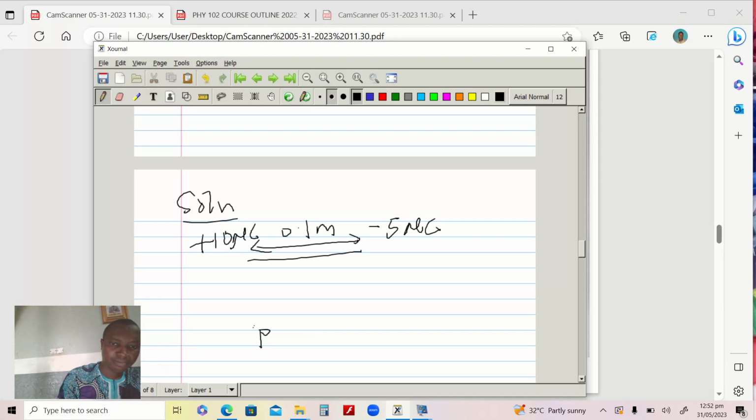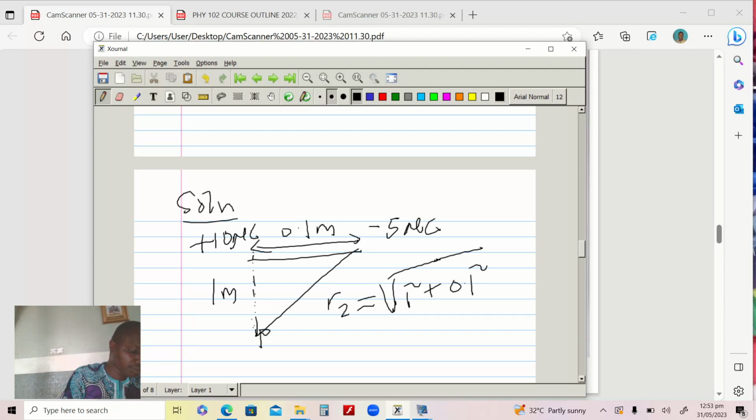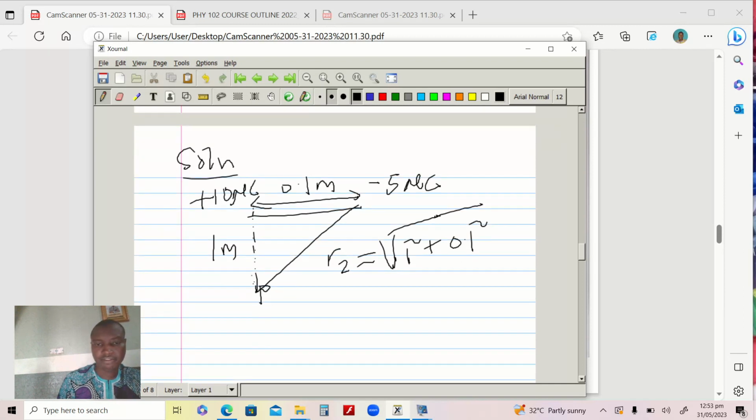They said the distance to this point, this imaginary line, is 1 meter. Then definitely we don't know this hypotenuse, so we find it. Let's call this R2. By geometry, R2 is equal to the square root of 1 squared plus 0.1 squared, that's this line plus this line, the square of the two.